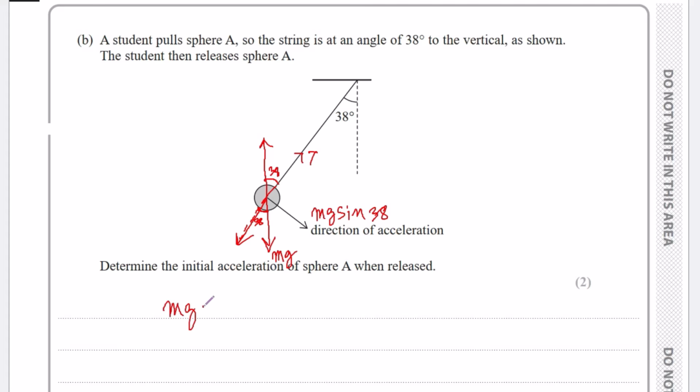So mg sine 38 is equal to the resultant force, which is ma. m and m get cancelled out. Therefore, a should be equal to g sine 38. So let's see. g as in 9.81 times sine 38 gives you 6.0 meters per second squared.